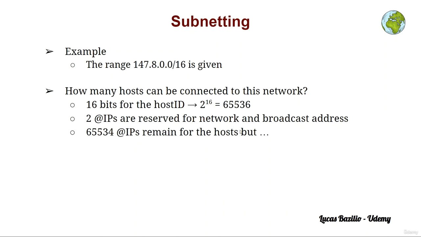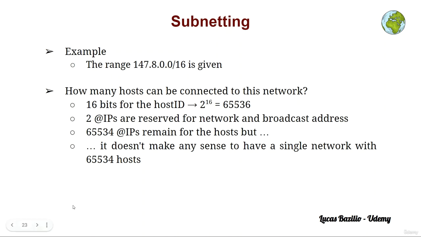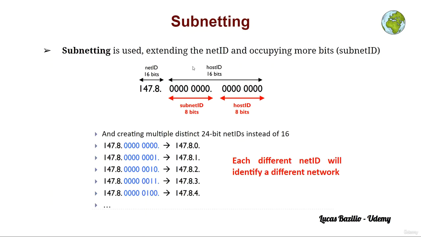But what happens? It doesn't make any sense to have only one network. Just imagine only one network with this number of hosts. These are many hosts, and if we only have one network, this is most likely not feasible, because a number of hosts like this inside a physical network in the same area is a very high value. So this is when subnetting comes into place.